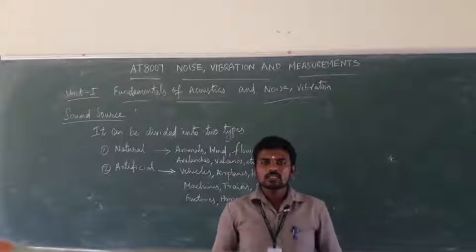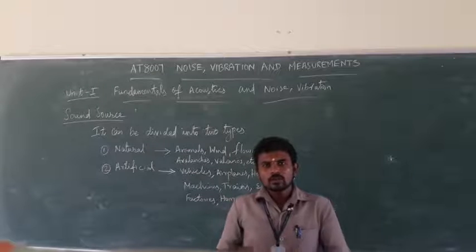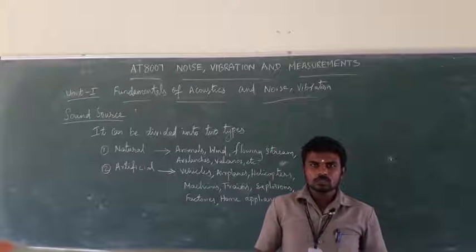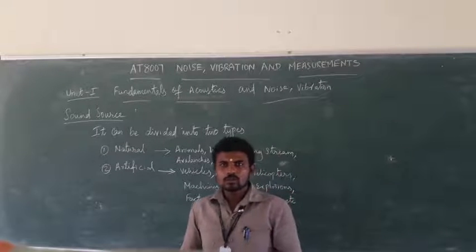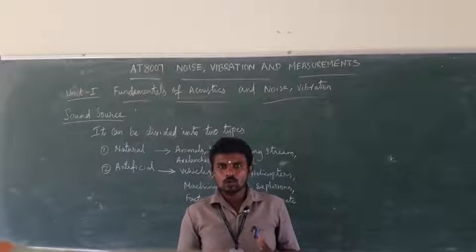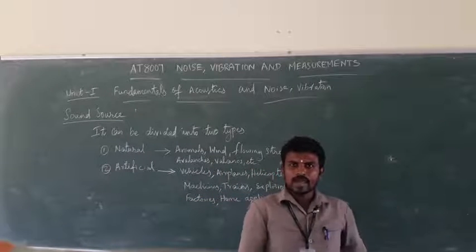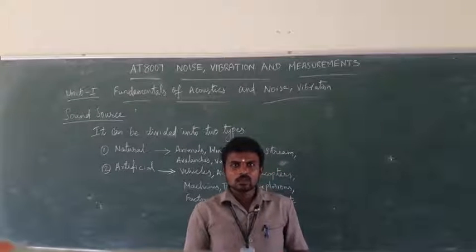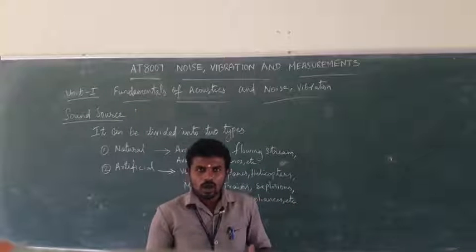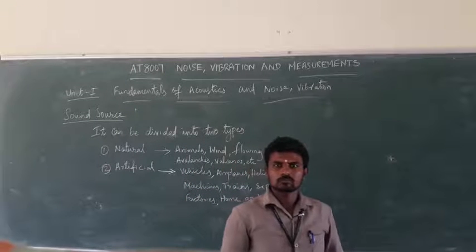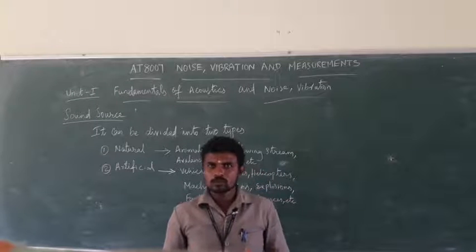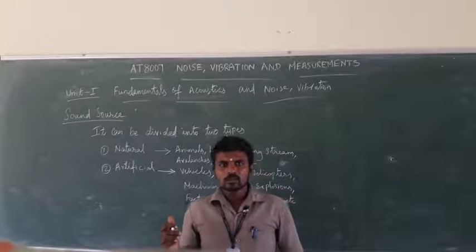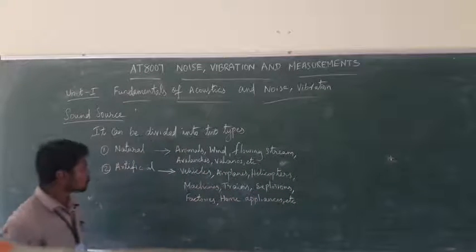How can we say it is a natural sound source and it is an artificial sound source? The sounds that are produced naturally, those sound sources are called natural sound sources. And the sounds that are produced by a human, by human effort, those types of sound sources are called the artificial sound source, right?